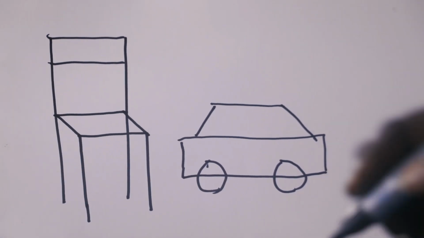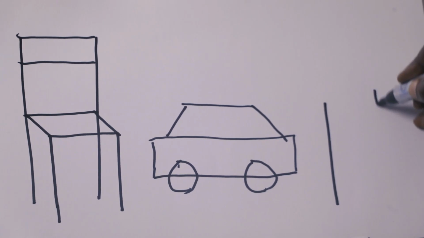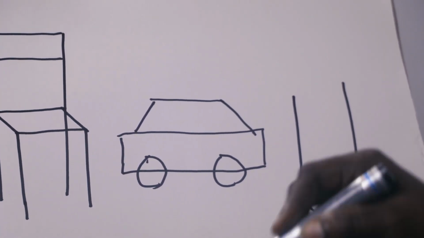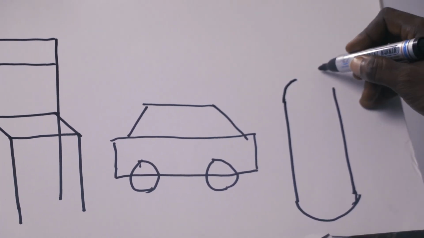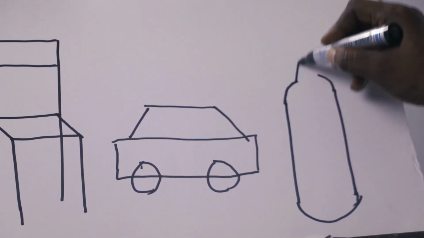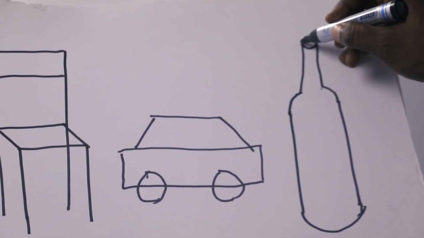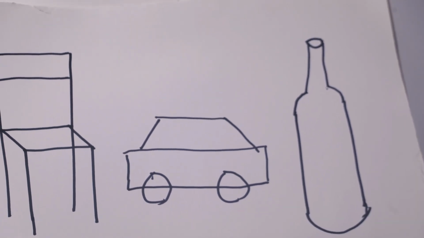Let us look at another example. When you put a vertical here, then you close it with a curve. Look at it. Then you put a little curve here, and a little curve here. Then you put one horizontal here, a vertical here, a vertical here. You close it with another curve, another curve. What can you see? You can see a bottle.